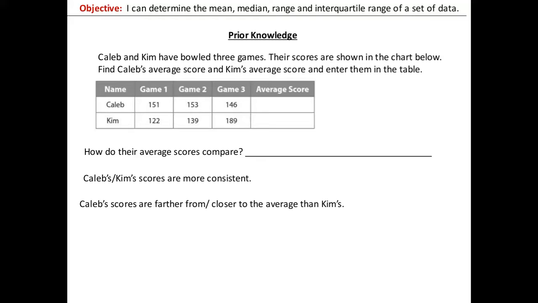All right, so for our prior knowledge here, it says Caleb and Kim have bowled 3 games. Their scores are shown in the chart below. We're supposed to find Caleb's average score and Kim's average score and enter them in the table. So for the average, do you guys remember how to calculate average? Good. You take the sum of all your values and divide by the number of values. So add all the values together and then divide by how many numbers you have on the list.